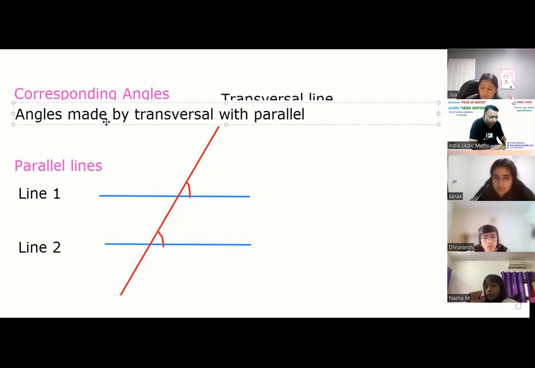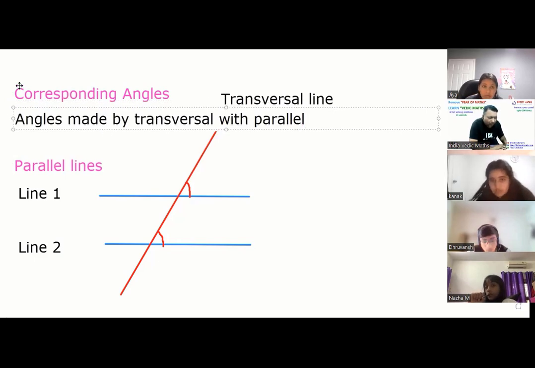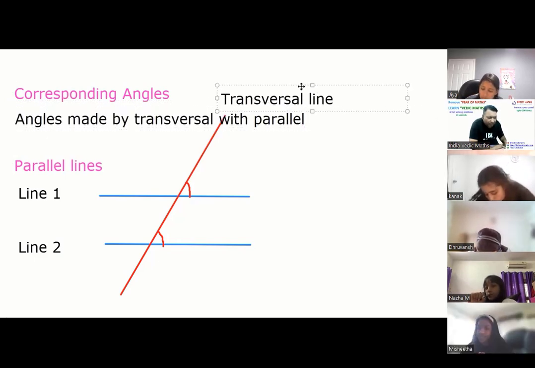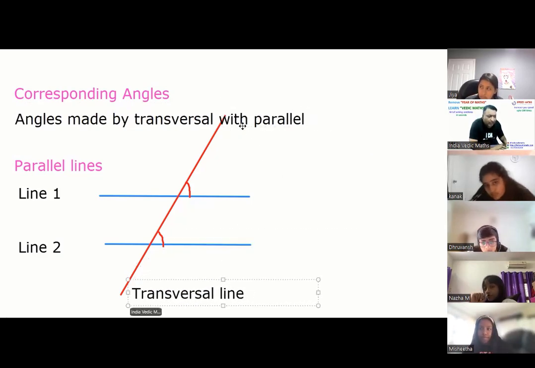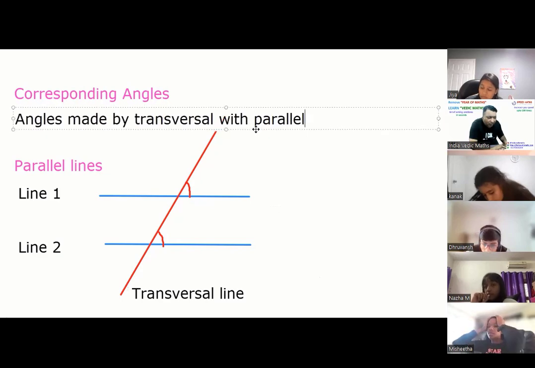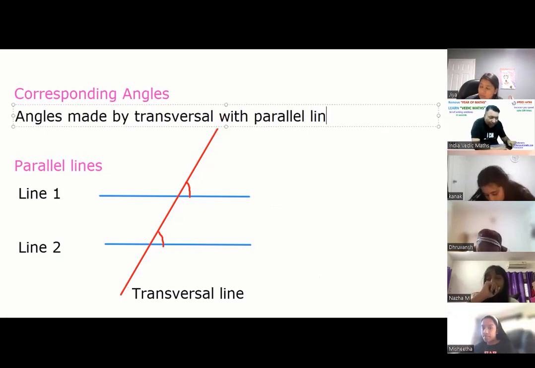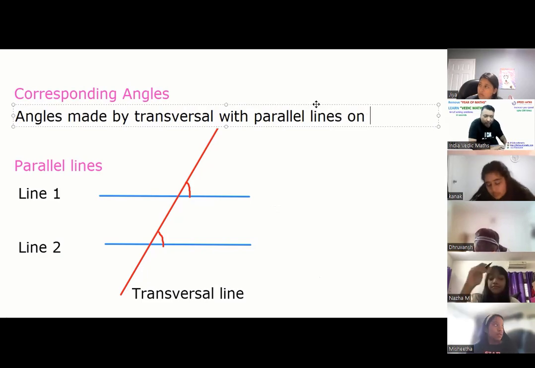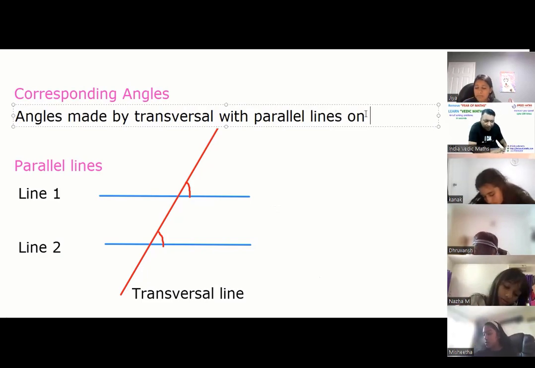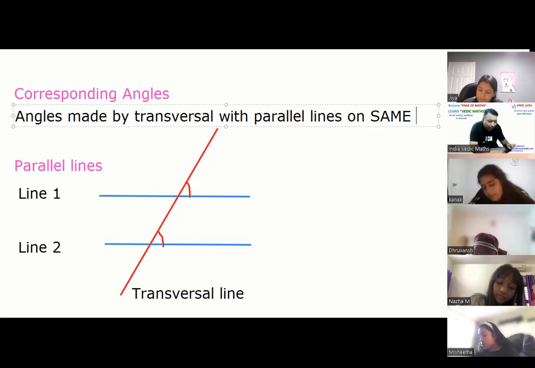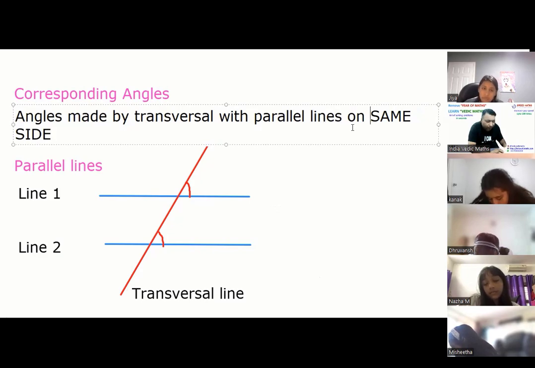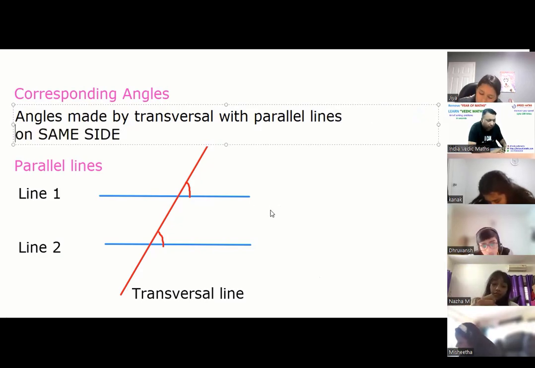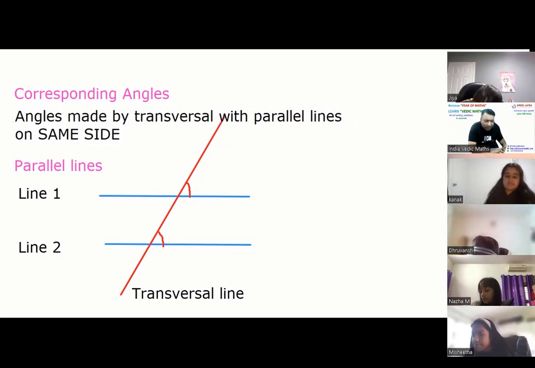What are corresponding angles? Angles made by transversal line. I have not completed it. Okay, this is the transversal line. Angles made by transversal with parallel lines on the same side. And you know what is the most important word here? The last two words are most important: on same side. Now I'll explain what same side means, because that's what you need.